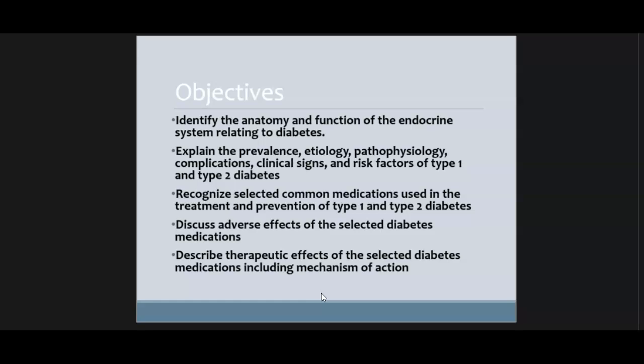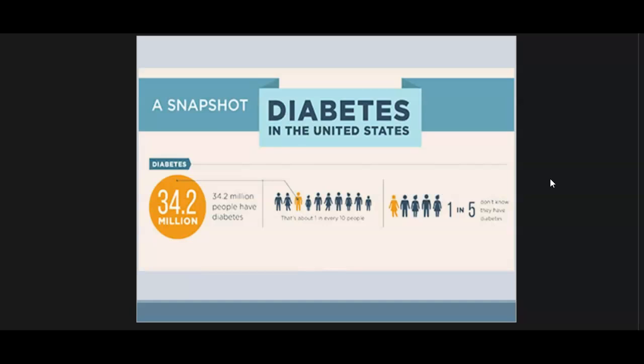The objectives for this lecture are to identify the anatomy and function of the endocrine system relating to diabetes, explain the prevalence, etiology, pathophysiology, complications, clinical signs, and risk factors for type 1 and type 2 diabetes, recognize selected common medications used in the treatment and prevention of type 1 and type 2 diabetes, discuss adverse effects of the selected diabetes medications, and describe therapeutic effects of the selected diabetes medications, including mechanism of action.